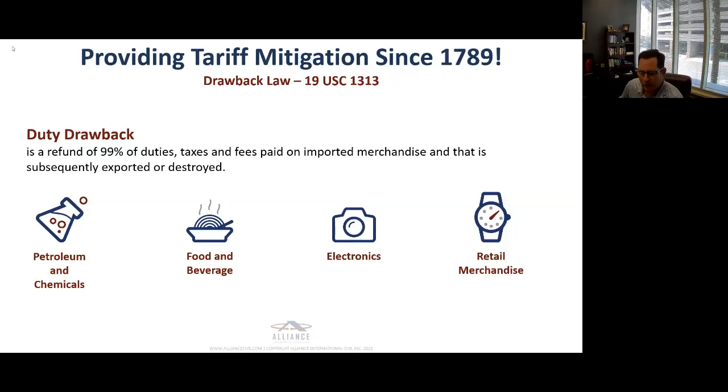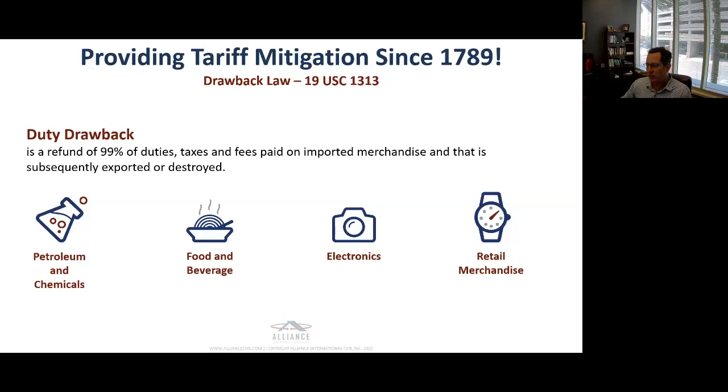All right, so the basic drawback law has been around for quite some time. It's found in the United States Code, part of the Tariff Act, originally passed as the second law passed by the first U.S. Congress in 1789. For the most part, we've had relatively significant but relatively minor changes over the years to the drawback statute.